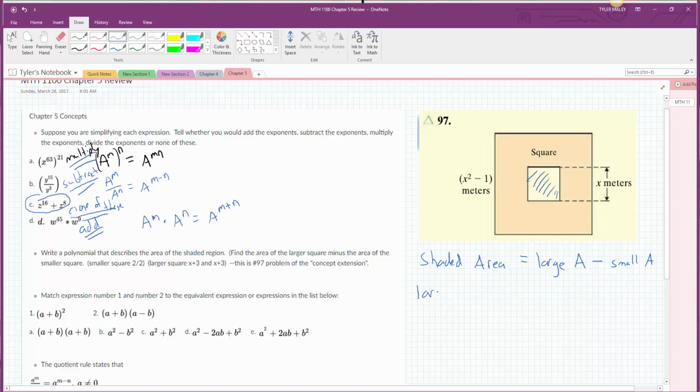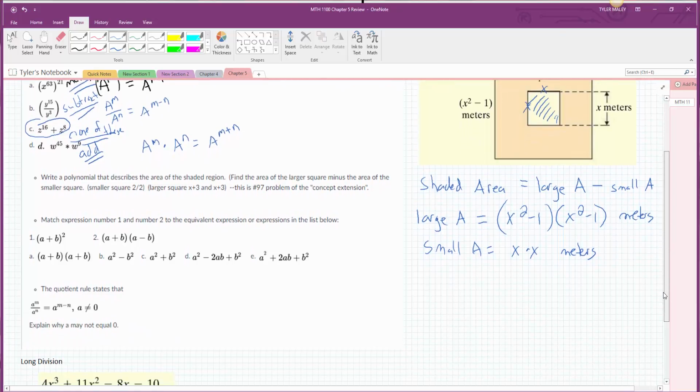So my large area is, so these are both squares, right? So this would be x squared minus 1, the meters here as well. So I would take x squared minus 1 times x squared minus 1, right? And this would be in meters. And then to find the small area, you would get x times x meters, right? Because inside of here, this is x, right?